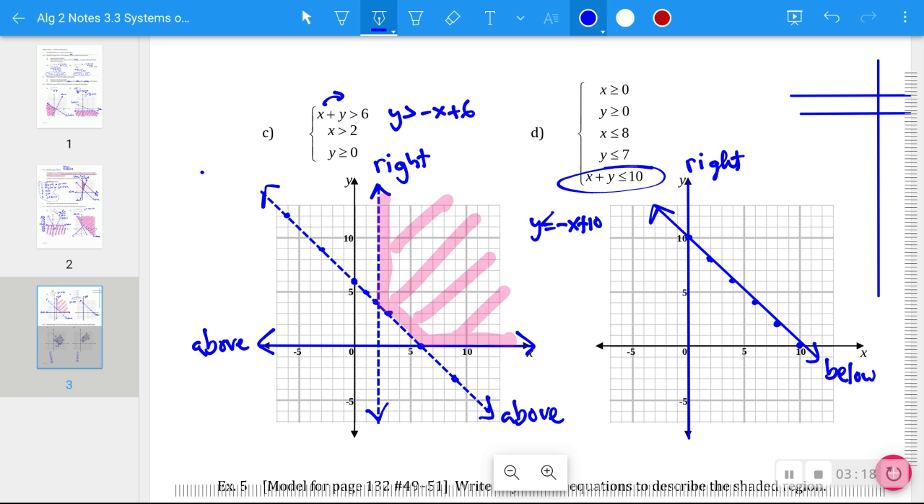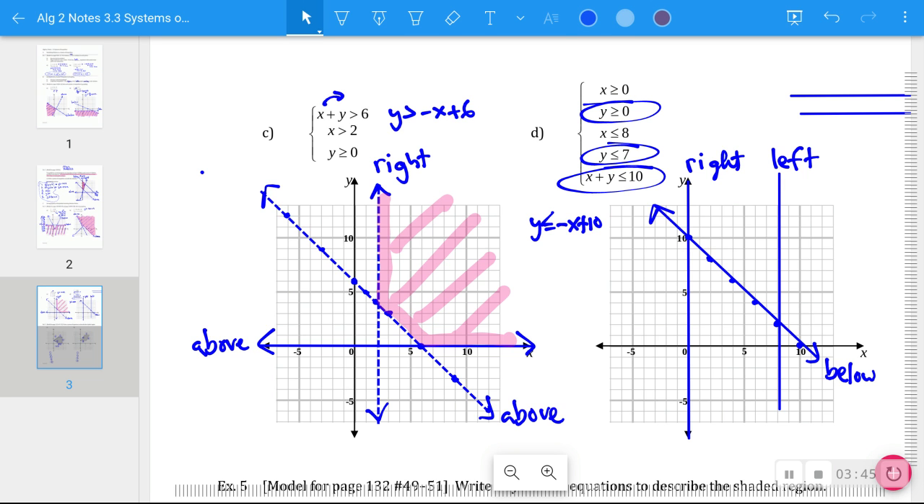And then numbers that are less than or equal to 8 comes next. And that means I have to be to the left of that one. And so far, I would be in this region down here. Okay, now there's two horizontal constraints, y greater than 0 and y less than or equal to 7. So let's bring those both in. First one here, you have to be above that line.